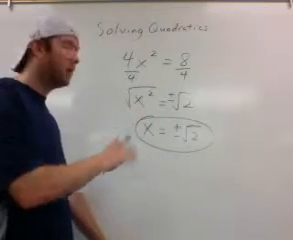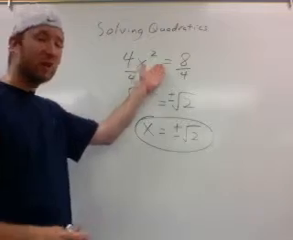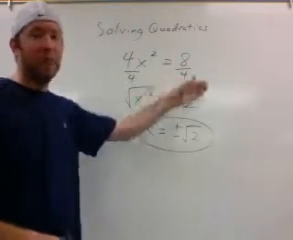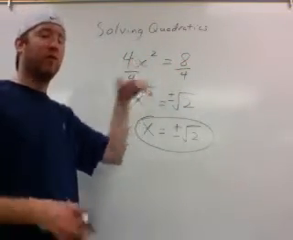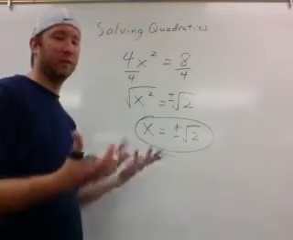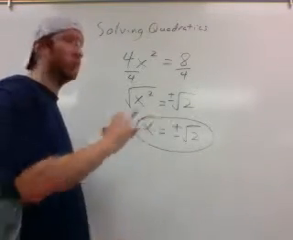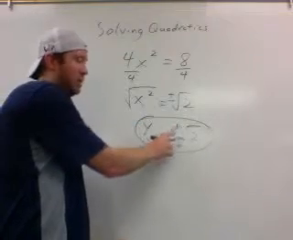Isolate the x squared. Maybe you had 4x squared plus 3 equals 8. Then I would want to minus the 3 first, then divide by 4. Again, just treat it like it's a linear piece first before you square root it. But do not forget plus or minus.